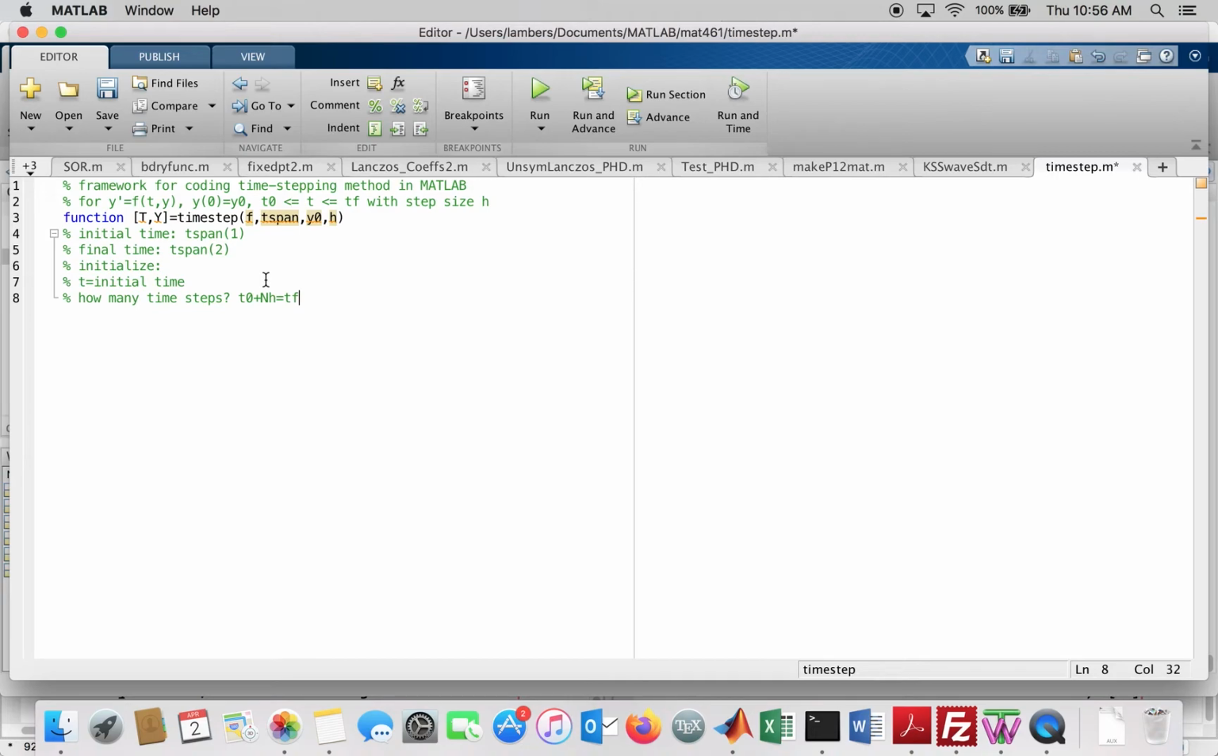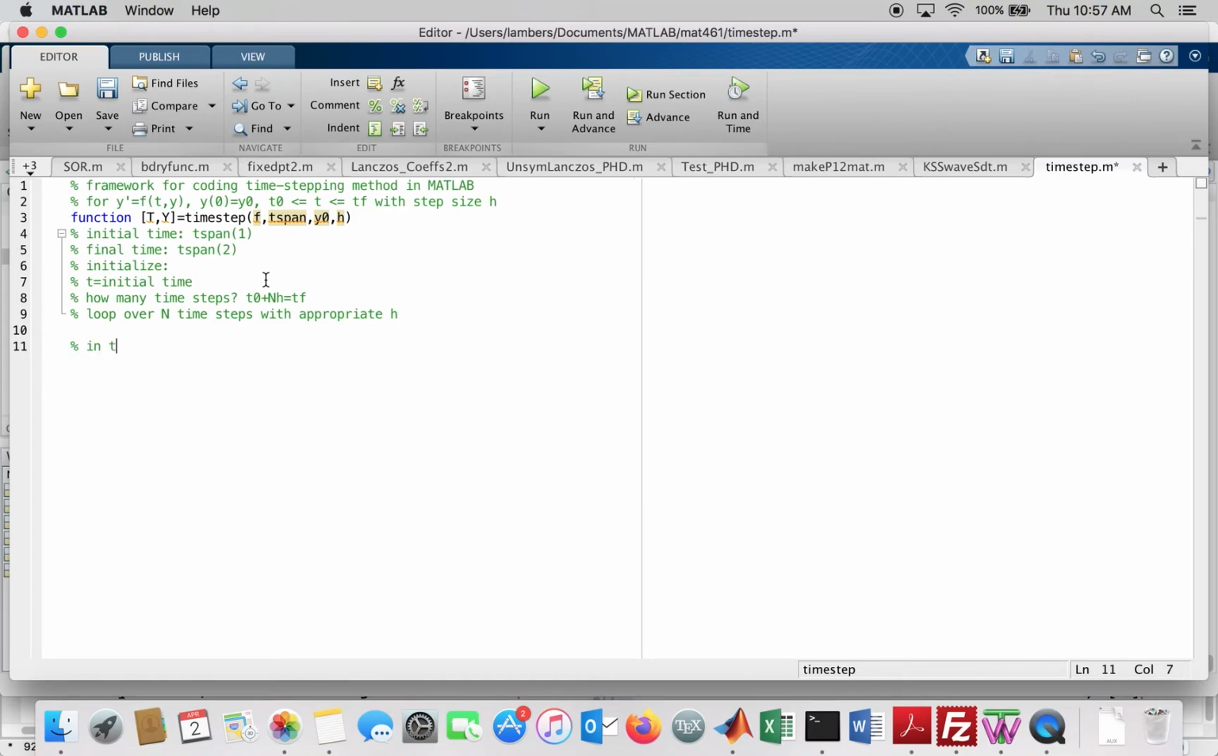Now, you have a loop that will carry out N time steps, with appropriate h. The reason why I say appropriate h is, what if final time minus initial time divided by h is not an integer? Then you have to adjust h for the last time step just to make sure you hit the final time exactly.